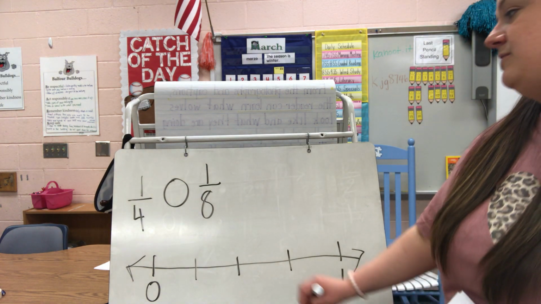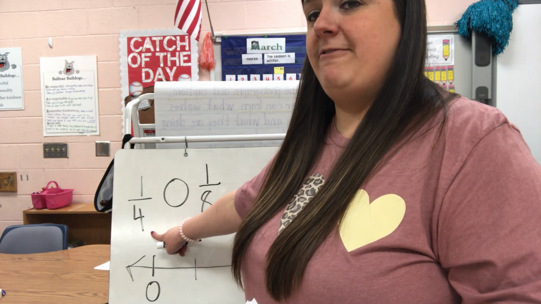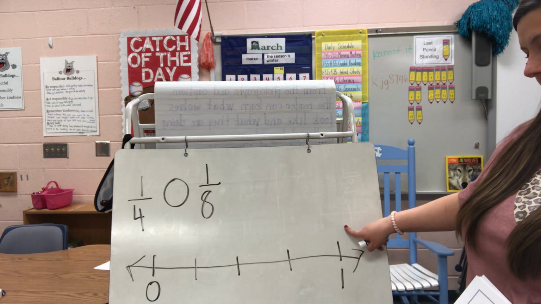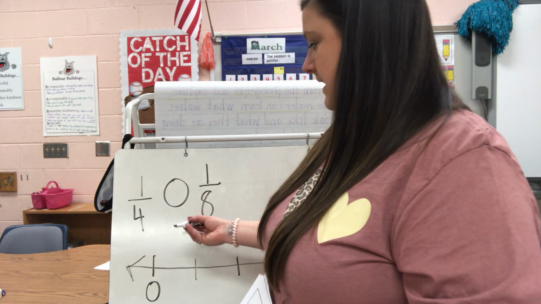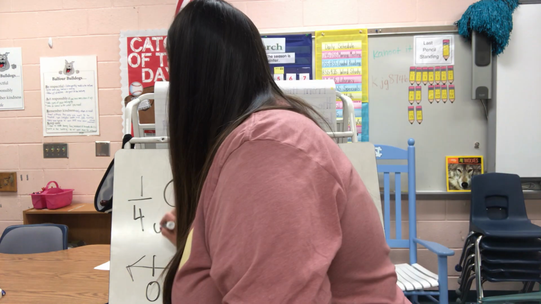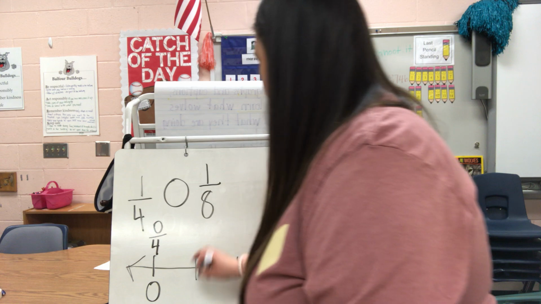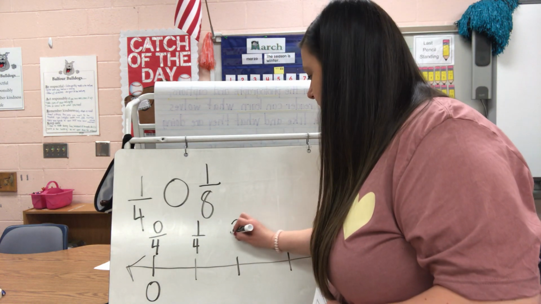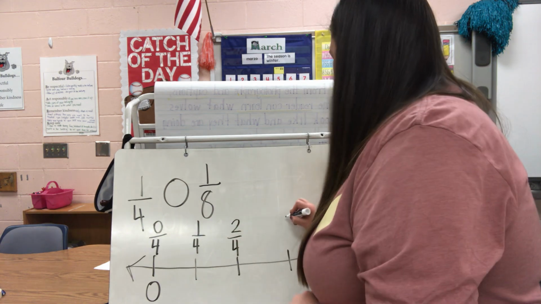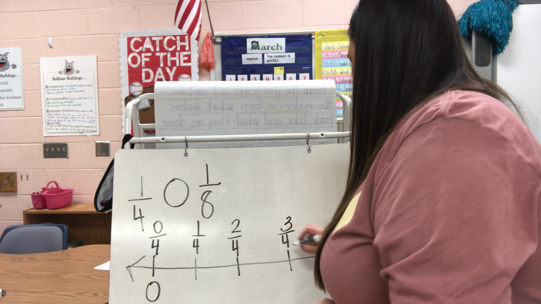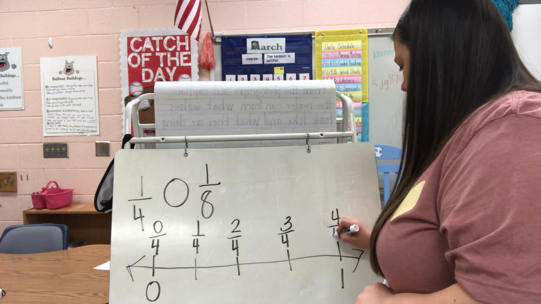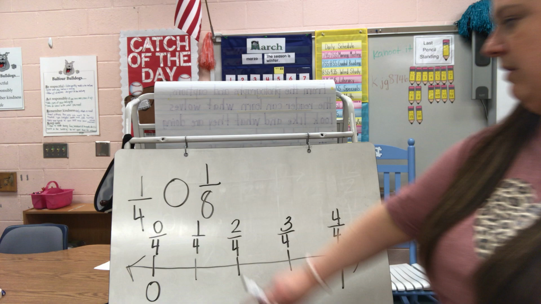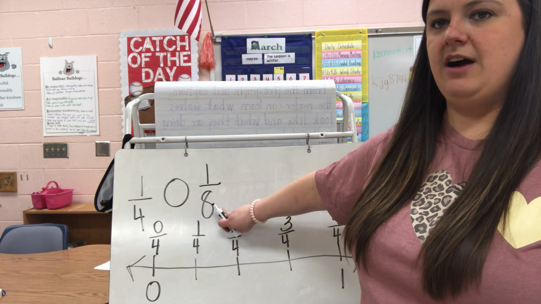All right, since I have two different units, I'm going to want to write my fractions on different sides of the number line. I'm going to write my fourths on the top. So 0 would be how many fourths? 0 fourths. 1/4. Make sure you're doing this on your paper as well. 2/4. 3/4. 4/4. Great, so we have our fourths labeled, but now we also need to do our other unit, our eighths.